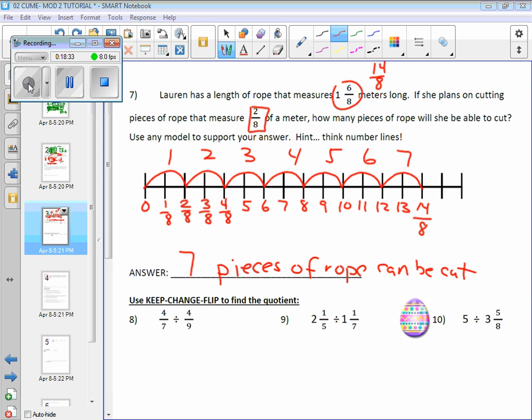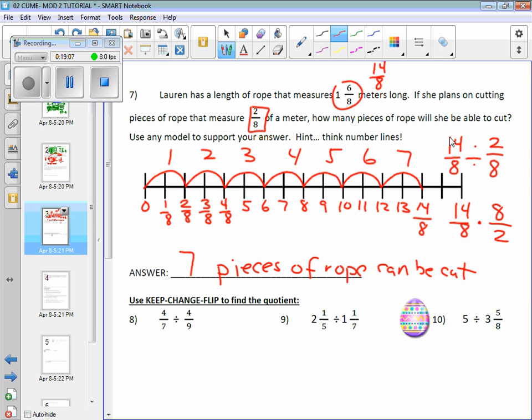Now, how does this relate to keep, change, flip? What this is 14/8, or 1 6/8 converted, being divided by 2/8. Watch how we can check this using keep, change, flip. Keep my 14/8 as is. Change division to multiplication. And flip 2/8 to 8/2.